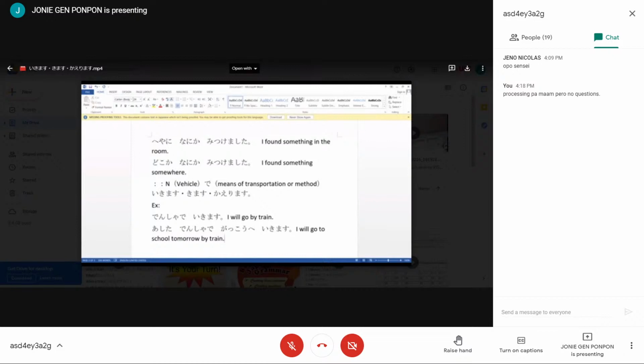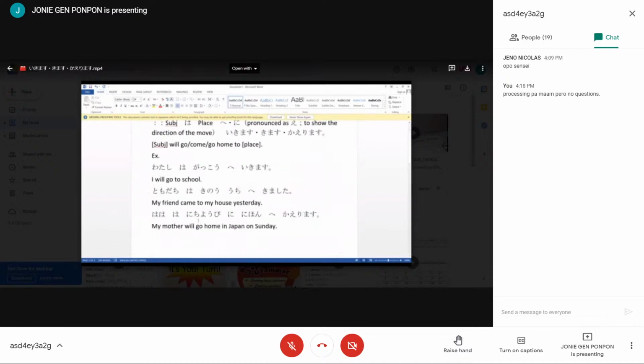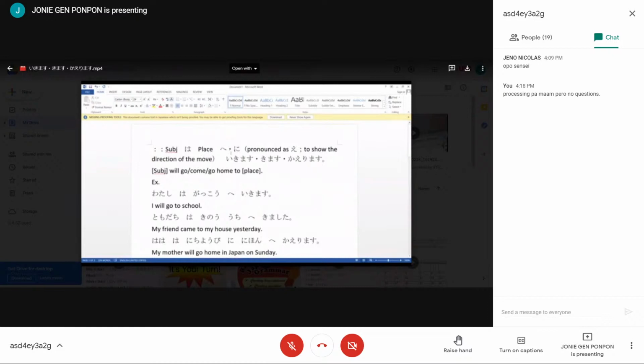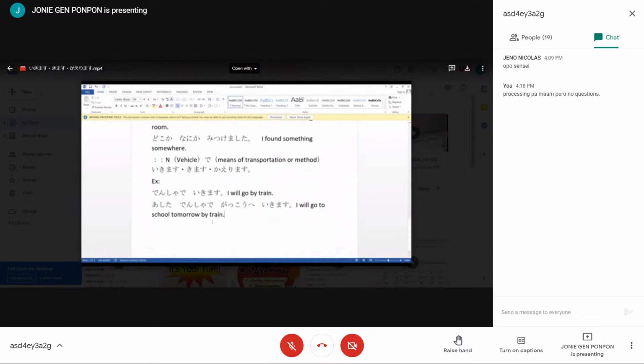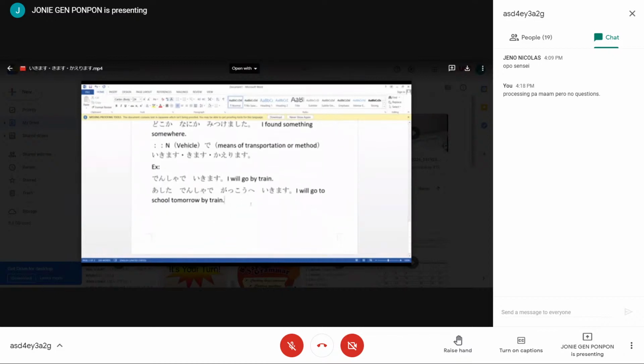Okay? So, that's how you create sentences by using the sentence pattern, the place ikimasu, kimasu, kaerimasu plus the vehicle de. Okay? How about other samples? Kaerimasu. Okay, so this is the sample sentence for this sentence pattern.